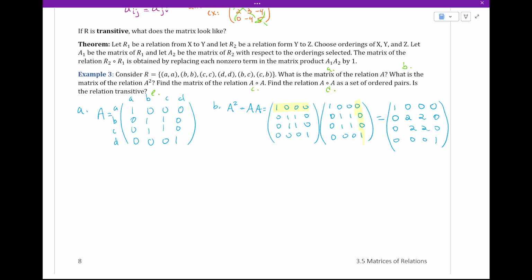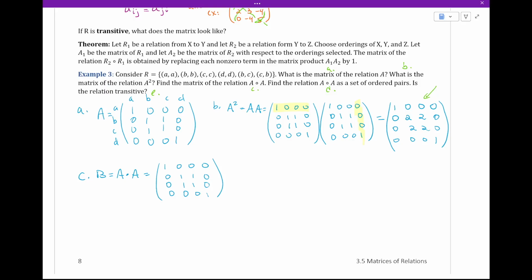Okay, so that is A squared. A couple 1s, a bunch of 2s there in the middle, and then zeros. Now I want to figure out part C, which is find the matrix of relation A composed with A. So I have A squared. I'm going to say that B is going to be A composed with A, and that's going to be this matrix, but change all those 2's to 1's and leave everything else alone. So that's 1, 0, 0, 0, 0, 1, 1, 0, 0, 1, 1, 0, 0, 0, 0, 1.